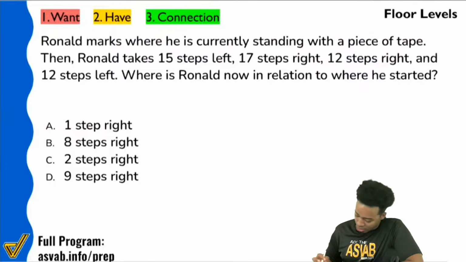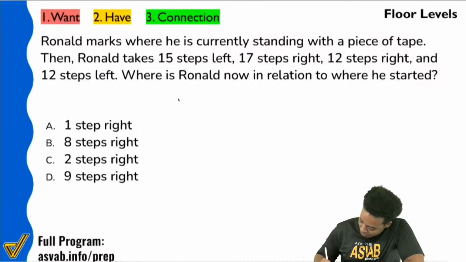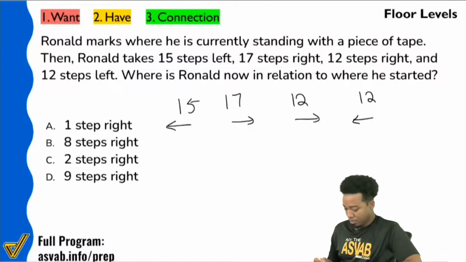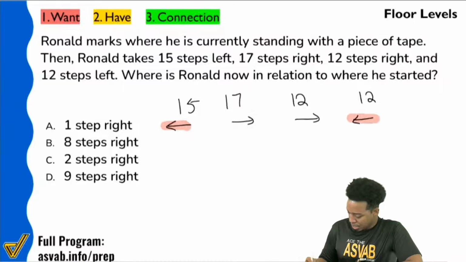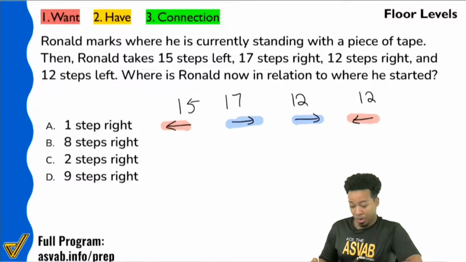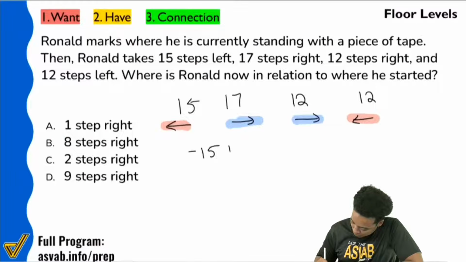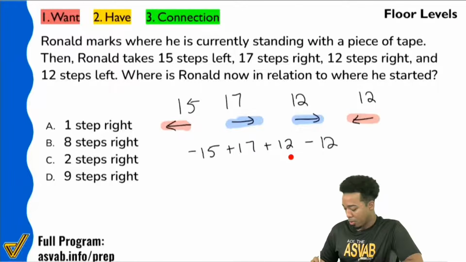So this is one way to think about it. If you want to do this quick, some people write 15 steps to the left. So they'll go 15 left, 17 to the right, 12 to the right, and 12 to the left. Some people will count anything to the left as negative and anything to the right as positive, which you could technically do. You would say negative 15 plus 17 plus 12 minus 12, which if you go in order, you would go, okay, positive 2, 14, then back down to 2.